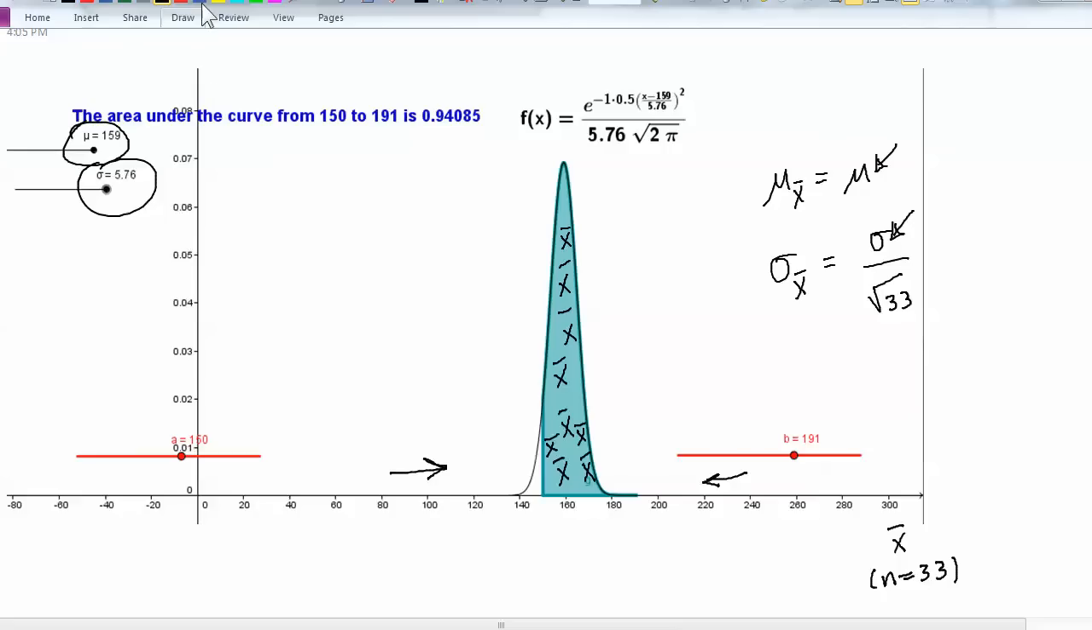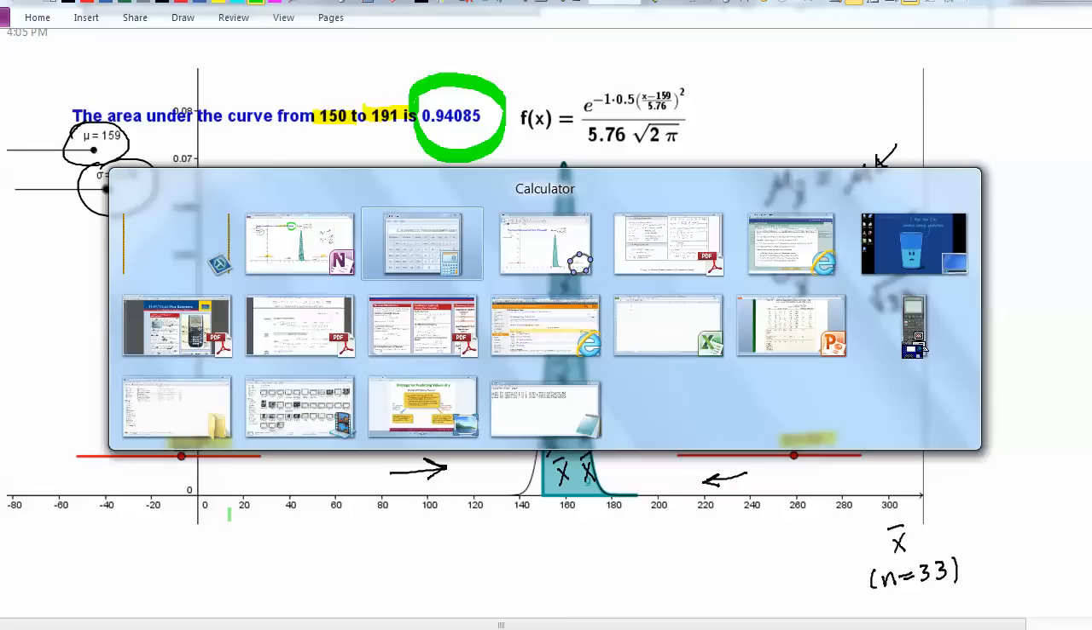So when you're using the same interval between 150 and 191, your area underneath the curve is going to increase. So let me try that, 94085. Actually, just to be sure, because there's a certain level of accuracy that this obtains, and I'm not sure if it's close enough, let me go to StatCrunch for both of these and remind you how to do that.